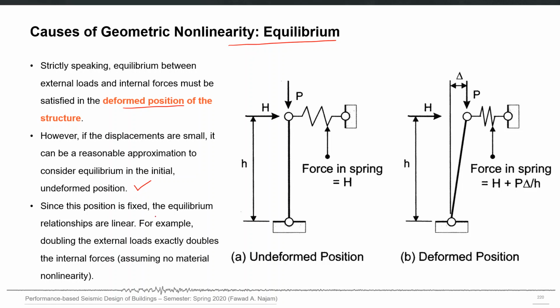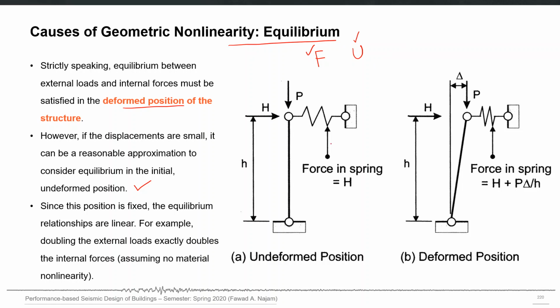Since this position is fixed, the equilibrium relationships are linear. For example, doubling the external force exactly doubles the internal forces, assuming that there is no material nonlinearity. So there is a direct relationship between force and deformation U. If you double the force, you will have a displacement which will be 2 times the initial displacement.